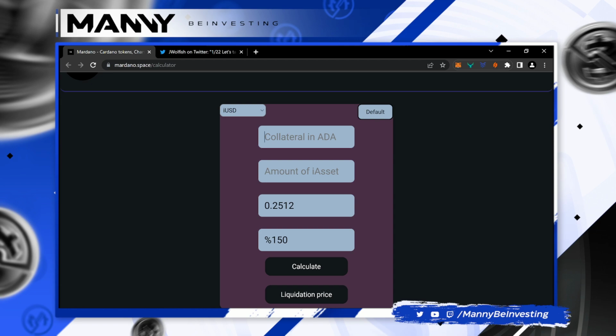So, all right, let's say we're willing to part with 500 ADA. We want our collateralized position to be at 150% at the current price. You would calculate and you would be able to get 81 IUSD with that 500 ADA, and you would be at the 150% CDP.